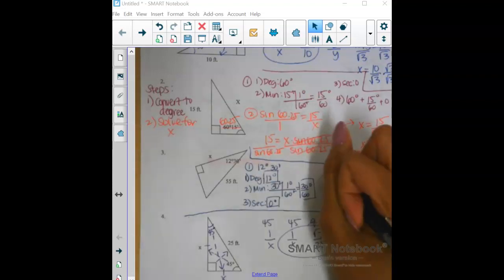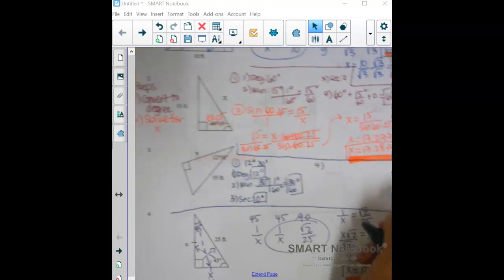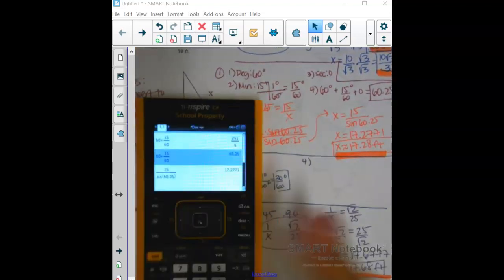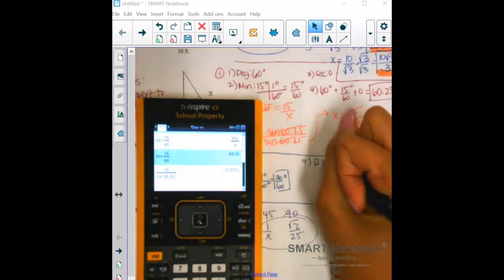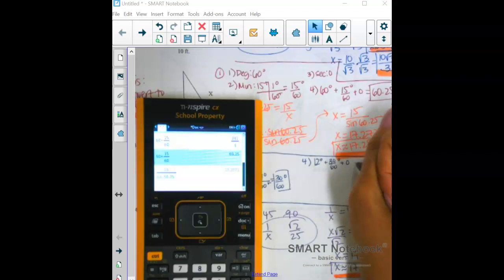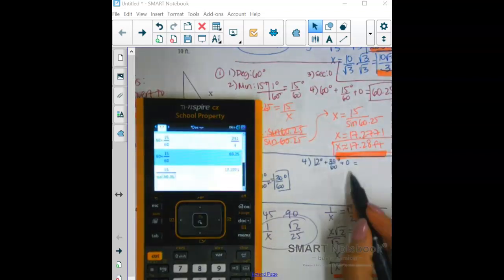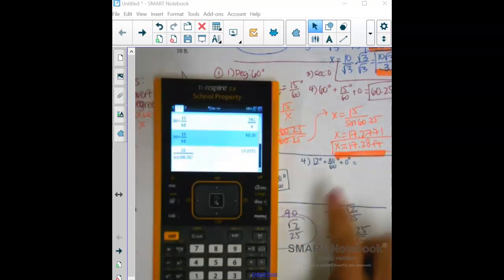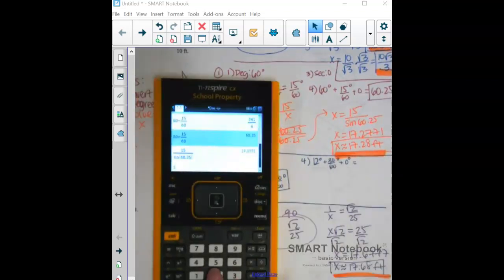And I'm going to just combine everything that I have in my little step 4. So using my calculator, we're going to add 12 degrees plus 30 over 60 degrees plus 0. Just like we did before, we don't have to add that 0 degrees into our equation, but I'm going to at least put in the first part. So 12 plus the 30 over 60.